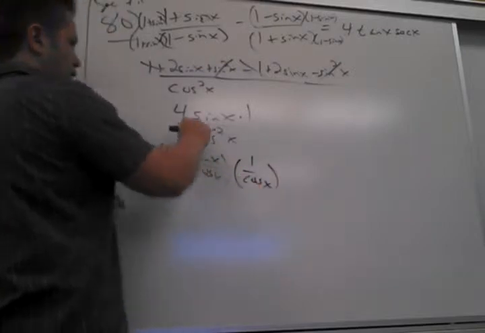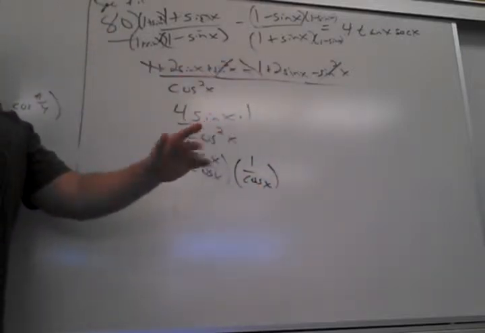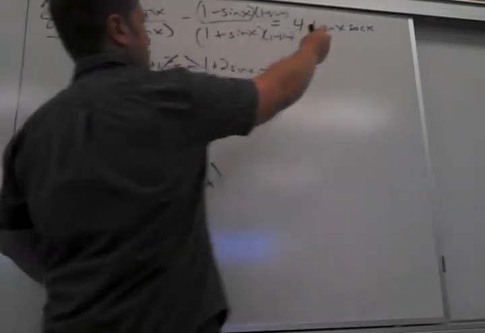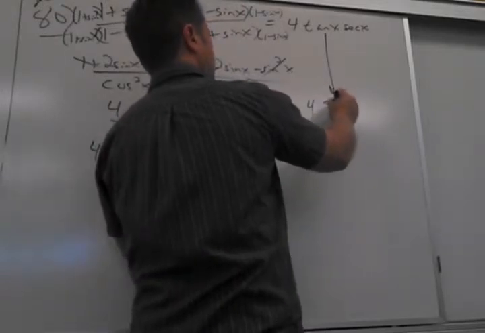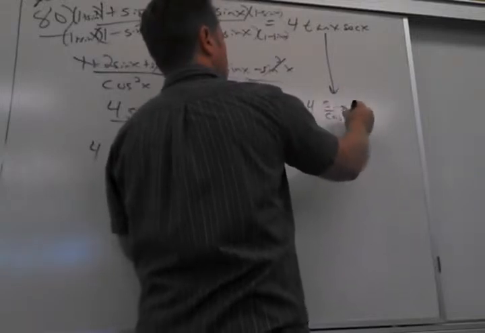See, so that's how you kind of splay that out. Right? Now, if you're not comfortable with that, become so. Or just start with this guy. What's tangent? Sine over cosine.